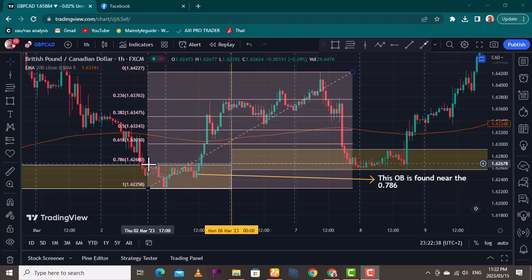0.786 level. Okay, order blocks below the 0.5 level tend to be strong, because when price is below the 0.5 retracement level, it means that price is at a premium. Okay, premium just means that you get price at a discount if you will be buying or selling in the direction of a trend. Okay, so this is how you utilize the Fibonacci to identify strong order blocks.